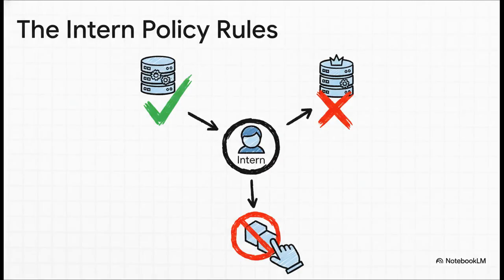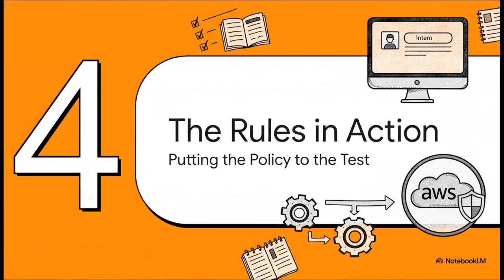development. So what this all boils down to is a few simple but super powerful rules. Rule 1, interns are allowed to work on the development server. Rule 2, they are explicitly, absolutely denied from touching the production server. And we've added a clever little safety net. They can't change the tags. Why? So they can't just relabel the production server as development to try and sneak in. Pretty smart, right?